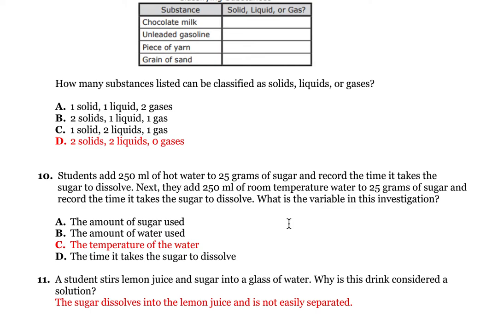Number 11. A student stirs lemon juice and sugar into a glass of water. Why is the drink considered a solution? The sugar dissolves into the lemon juice and it is not easily separated. If you have something similar, check with your teacher. Remember that our answers could mean the same thing but written in a different way.